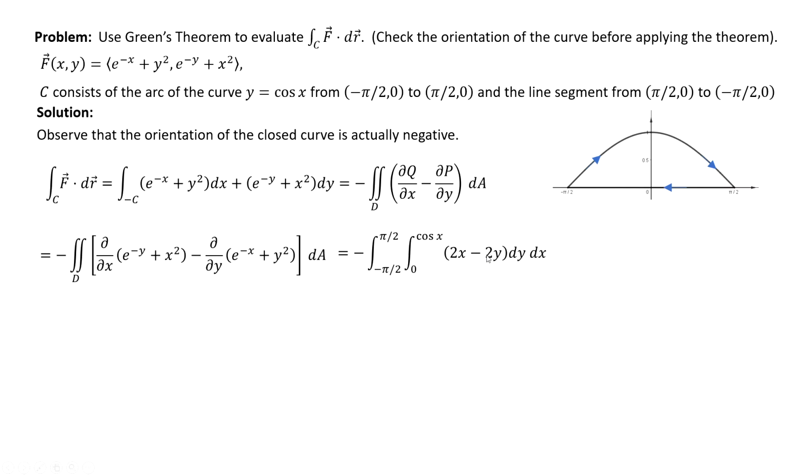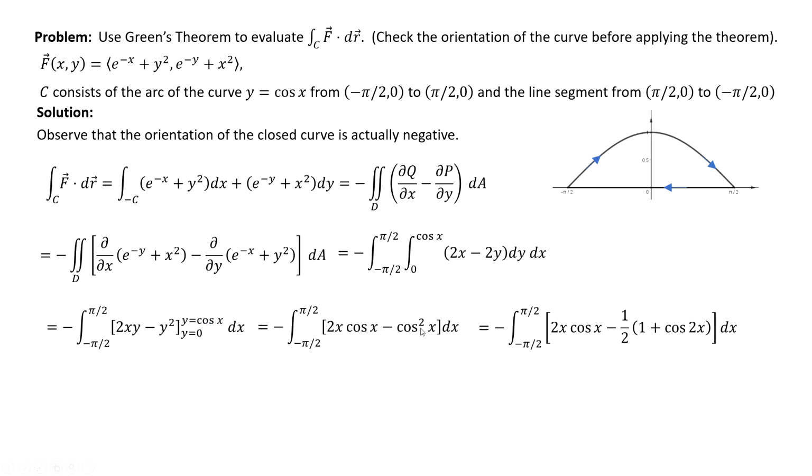what's with this 2x minus 2y? Well, 2x minus 2y came from finding the partial of Q with respect to x. Partial of this guy with respect to x is just 2x, minus partial of this guy with respect to y is 2y. Right? So that's what I did here. And the rest is straightforward. Just plug and chug, evaluate with respect to y first, and then plug the limits on y, and so on.